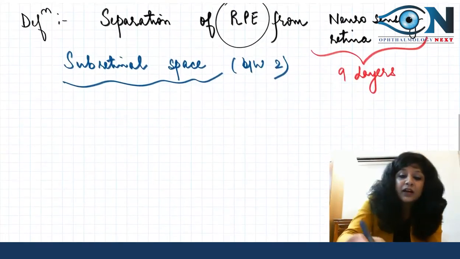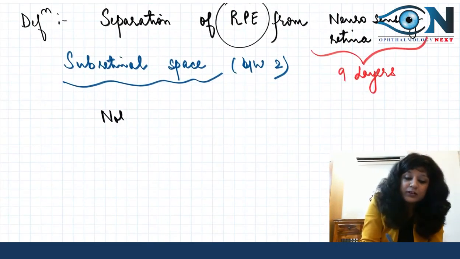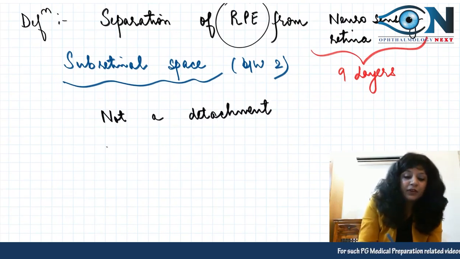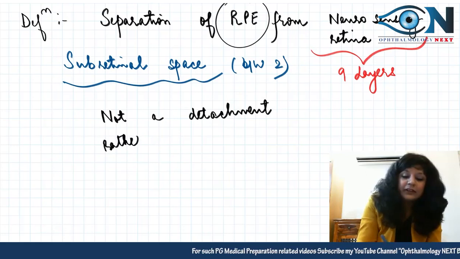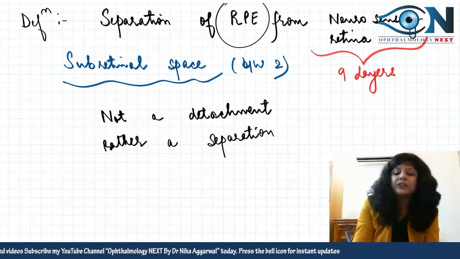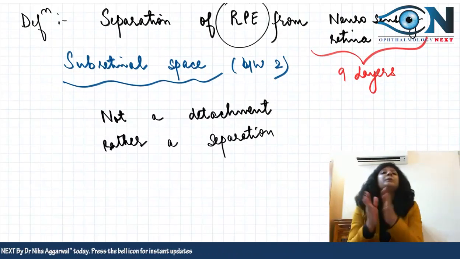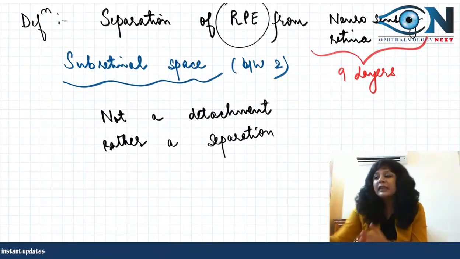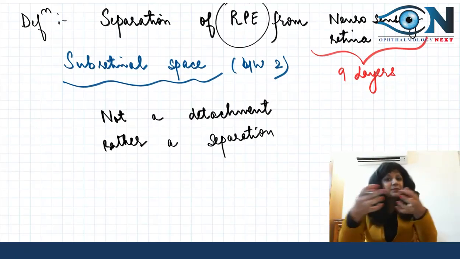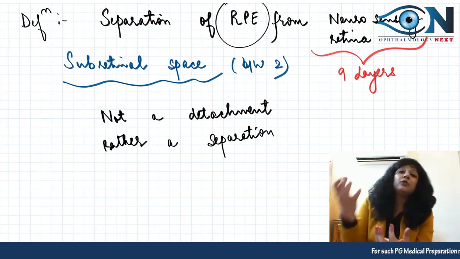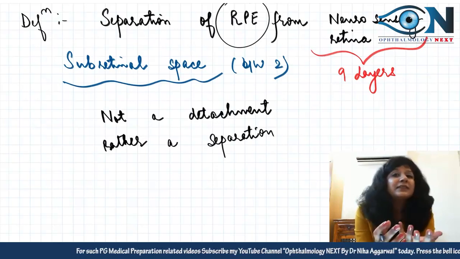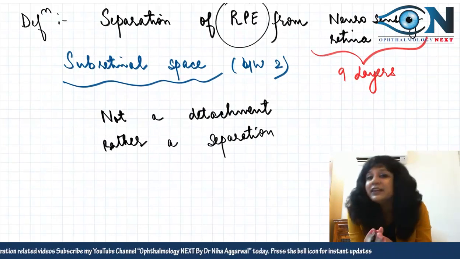It is not a detachment, rather a separation. It is just a separation, which is normally also present. Normally we have a small subretinal space, and when this space increases, the amount of fluid present between the 2, that is your subretinal fluid, increases. Then we say that it is retinal detachment.